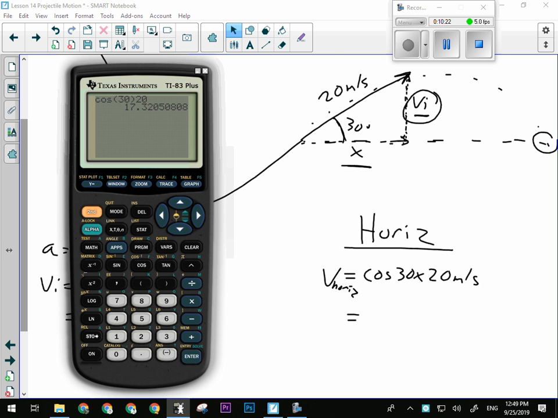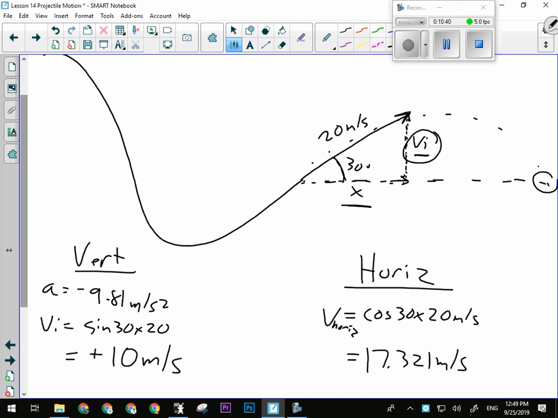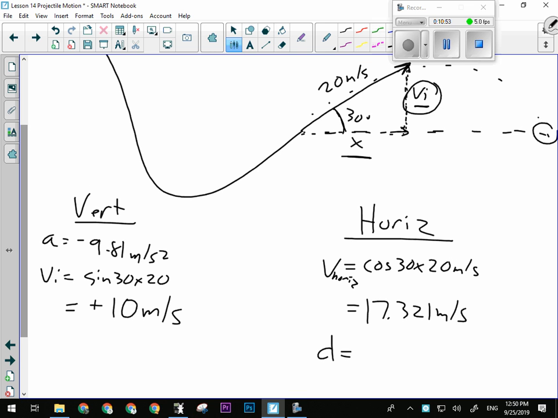All right, so we're looking at 17.321 meters per second. That's all I can calculate. The rest I have to figure out. And the one thing that I have to figure out right now is I need to know one more thing from a vertical perspective, because I need to find the horizontal distance. I need to figure out where I've got to put that kiddie pool, and where I put that kiddie pool is along the horizontal plane. So I need to know the horizontal distance.